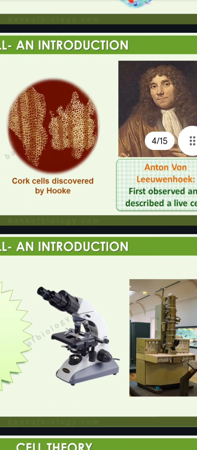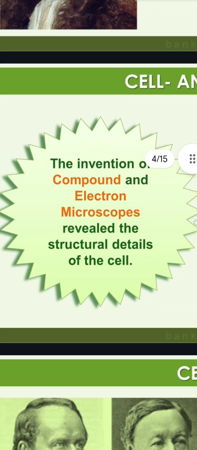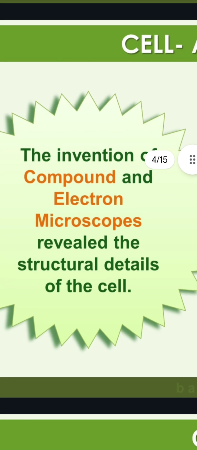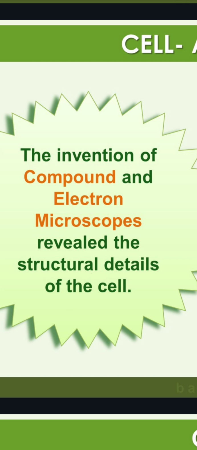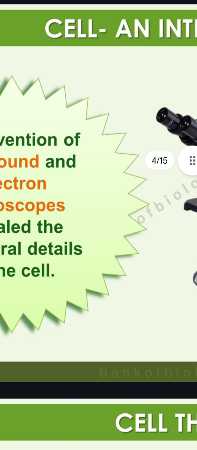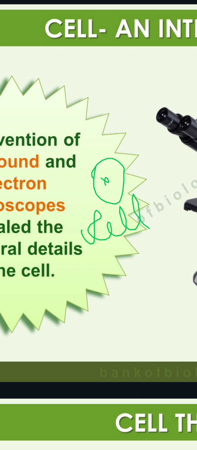Okay, next we'll go into the detail. What is written is: the invention of compound and electron microscopes revealed the structural detail of the cell. So what they are saying is that at first they only discovered the cell. There was something called a cell, and they only discovered this much. They didn't go further.